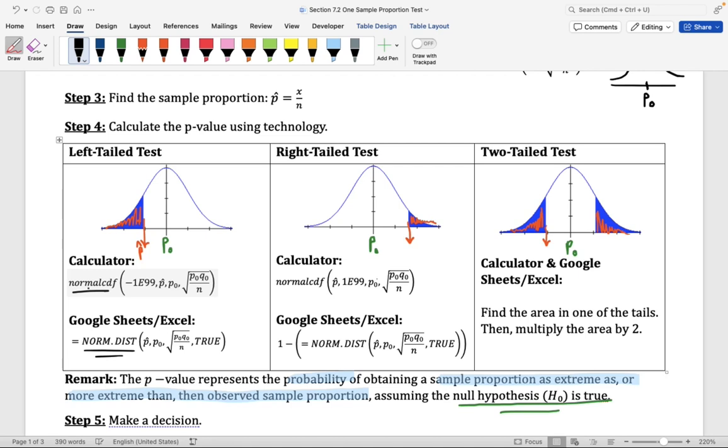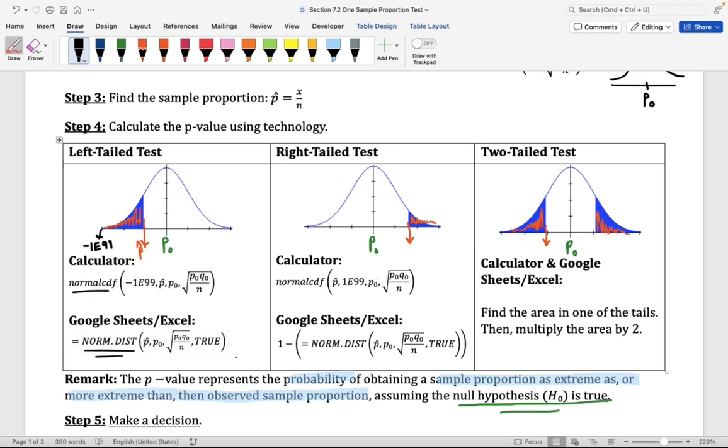On a calculator, you need to state your lower bound, your upper bound, the mean, and the standard deviation. The lower bound is going to be a really large negative value, and the upper bound is going to be your p-hat. Then you're going to state the mean and the standard deviation. That is going to give you the area below p-hat.